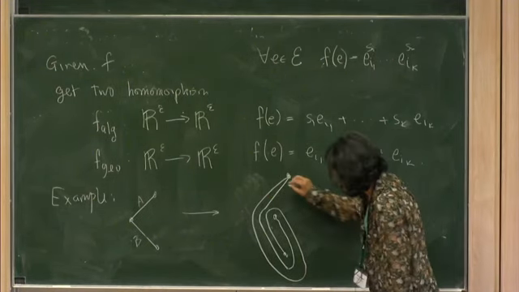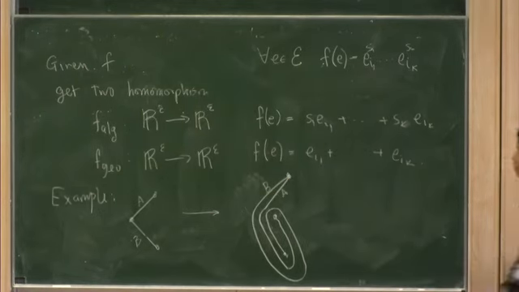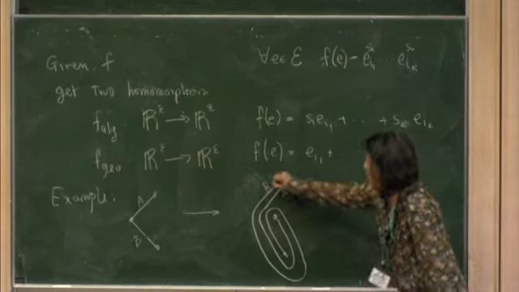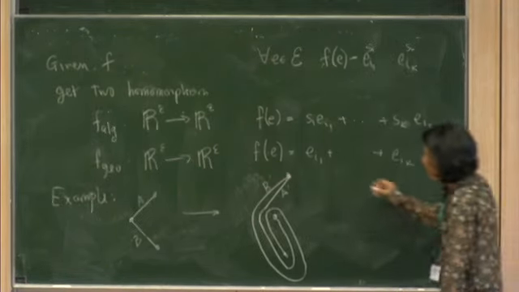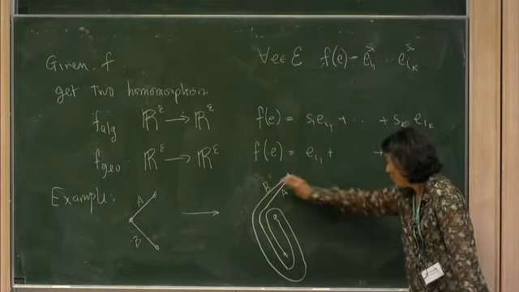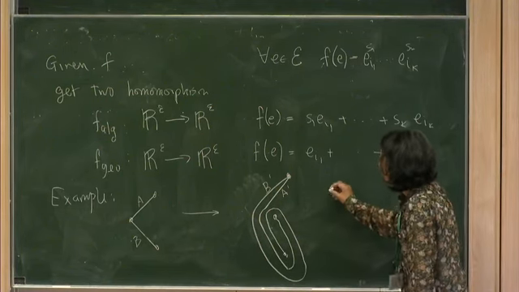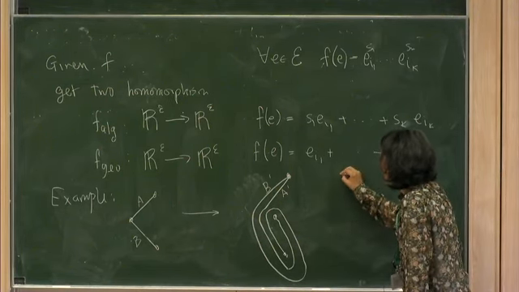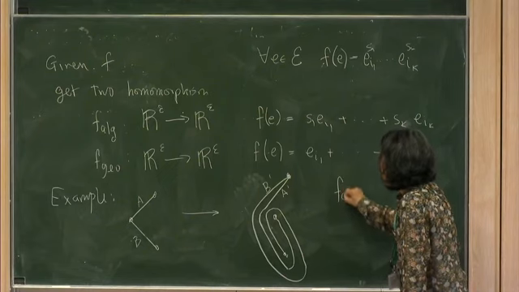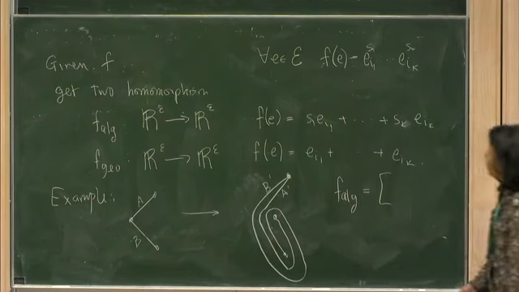Okay, so this is A, and this is B, let's say, the image of A and the image of B. And there's no ambient surface going on, but this is just to show where everything goes. So the f_alg would be the linear map given by the matrix.